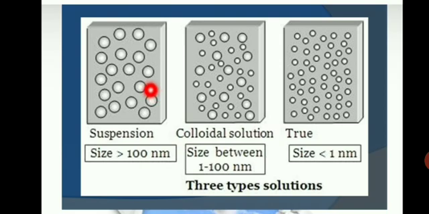Colloid is a kind of solution in which the size of the solute particles is intermediate between those in true solution and those in suspension. The size of solute particles in a colloid is bigger than the true solution but smaller than those of suspension. Is it clear? Bigger than the true solution and smaller than the suspension. That's why we call it an intermediate of true solution and suspension.